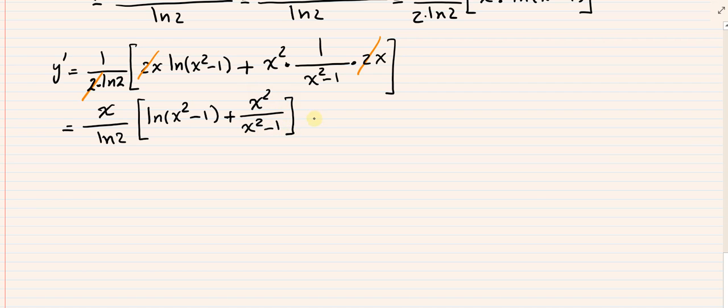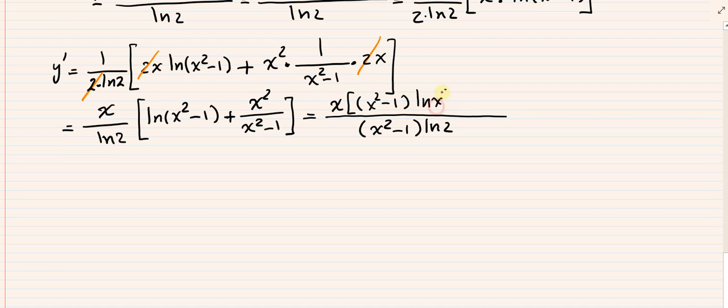Okay, and then if I distribute the fraction to the binomial, let's finish it off that way. So the denominator is going to be x squared minus 1 times ln of 2. The numerator is going to be x, and then we have x squared minus 1 times ln of x squared minus 1 plus x squared, right? That's what we will have, and that is the final answer there.